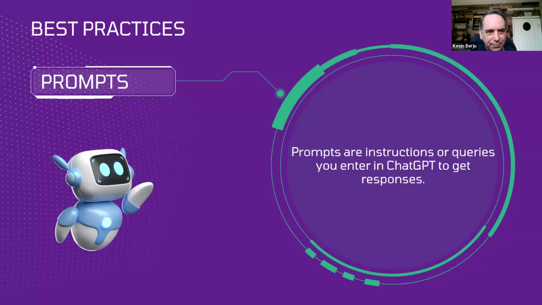Okay, now we've trained Chat GPT. The next step is to combine those elements into a prompt. Before we do that, let me take a look and see if there's any more in the chat. Okay, nope. All right, good.